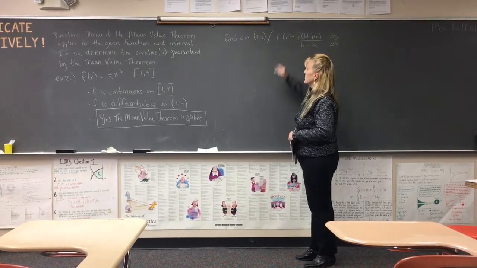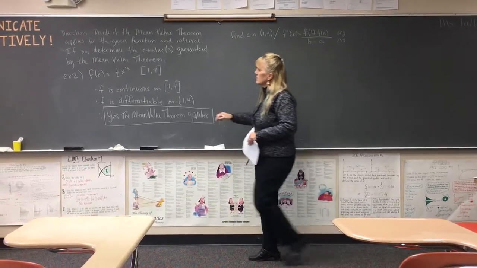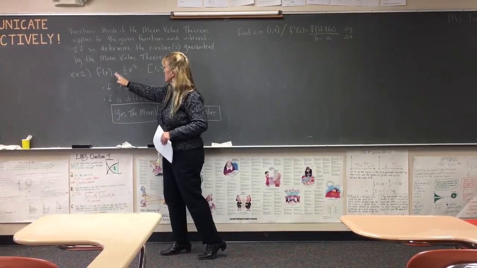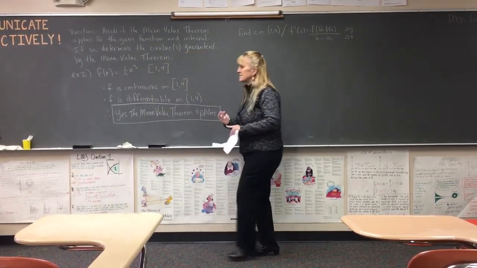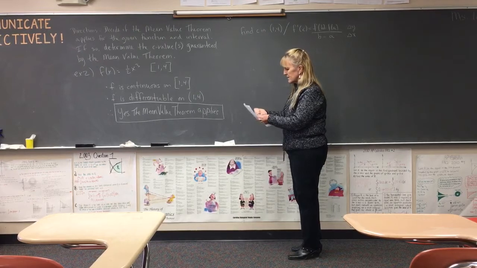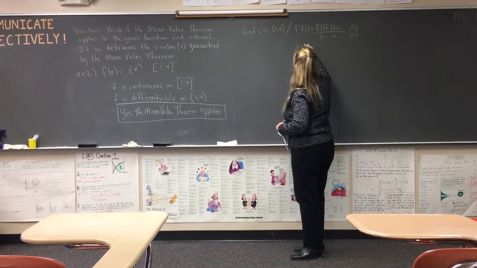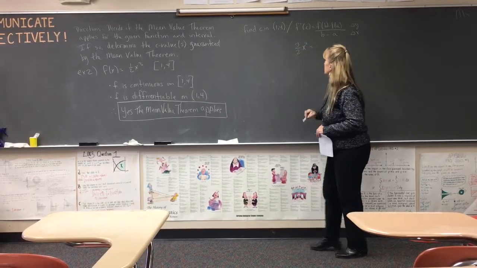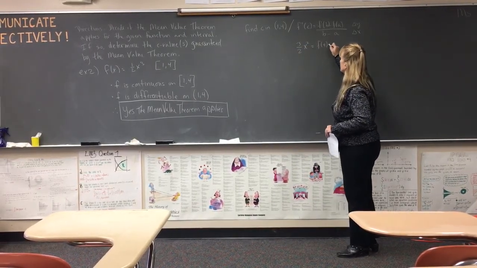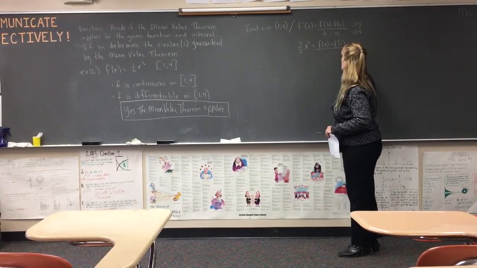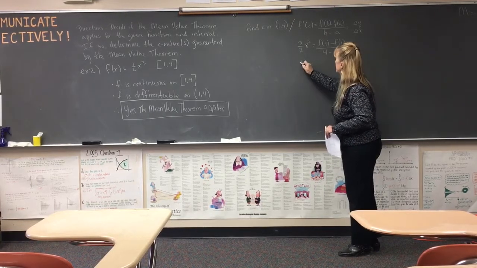So I'm looking for my first derivative. I come over here, I see my function, it's 1/2 x cubed. I can take that derivative relatively easily, just need to bring that 3 down. This gives me 3/2 x squared is equal to f of 4 minus f of 1 all over 4 minus 1.